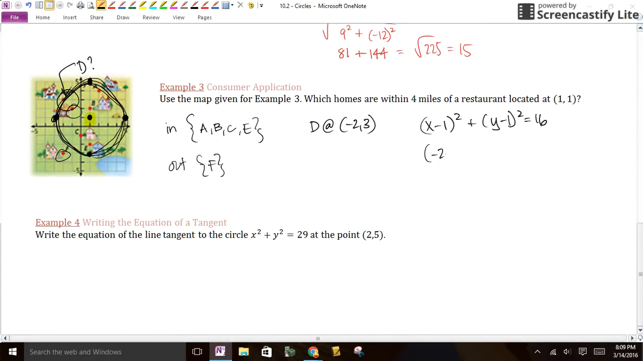So (−2 − 1)² + (3 − 1)². Is that less than 16? So question mark, I don't know. This would be 5 squared, or −5 squared if you care, plus, what is that, 2 squared? No, I think we're in trouble. So what I got, 25 plus 4. Is that less than 29?